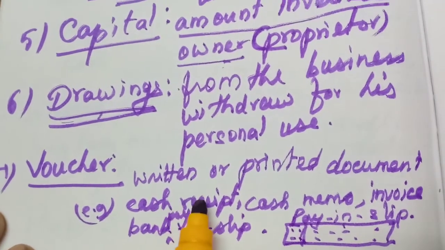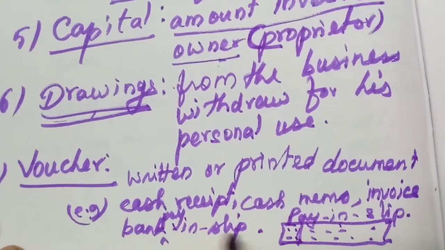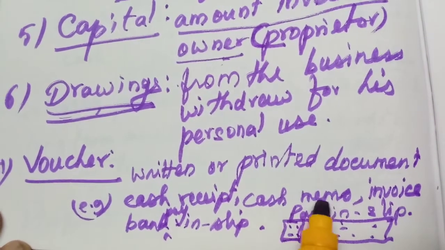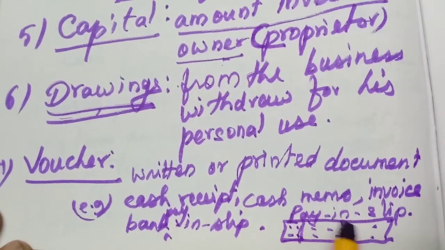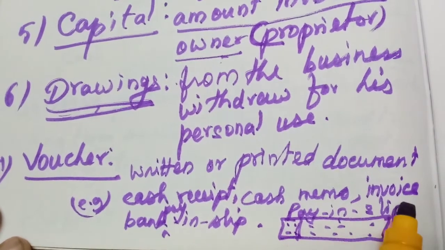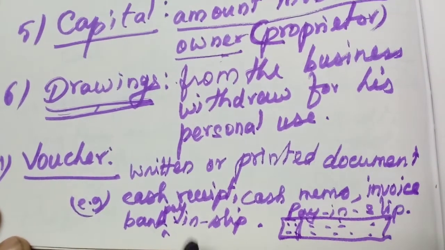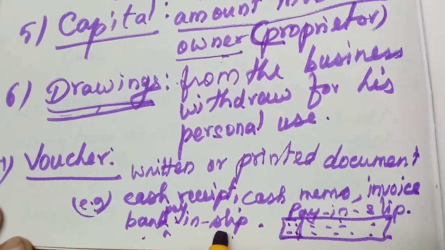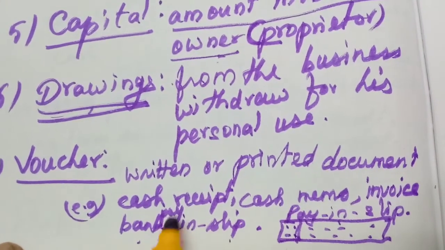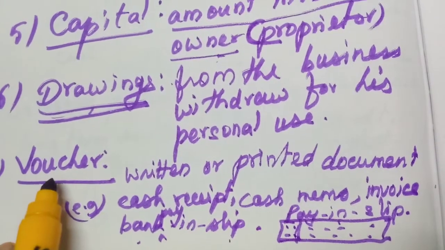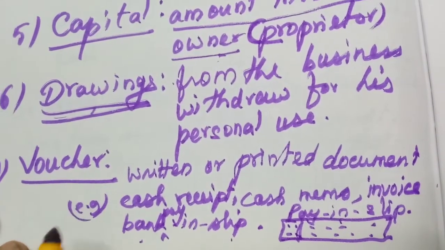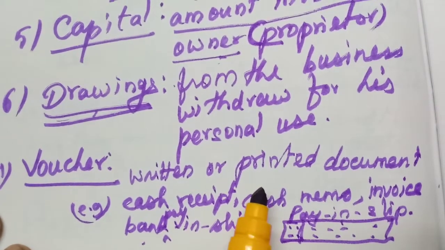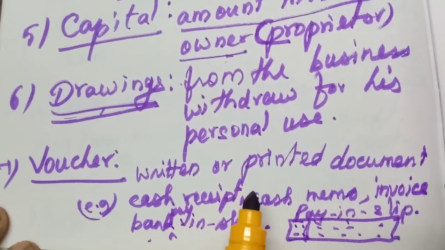If we pay cash, we will get a cash receipt. And if we pay cash and we get some things, that is called cash memo. If we purchase something on credit, we will get an invoice. If we deposit money in the bank, we will get a bank pay-in slip. All these will be considered as voucher. So, it is an evidence for a transaction. It may be a written document or printed document. Understood? Now we will see the next one.